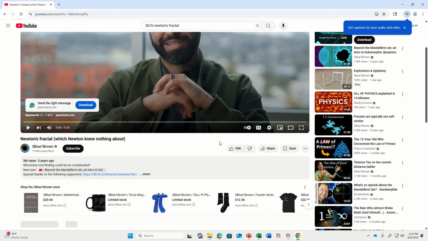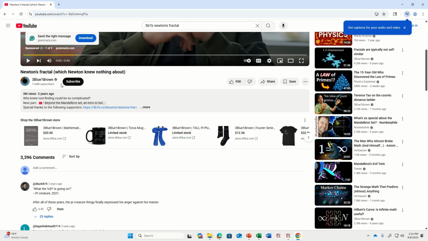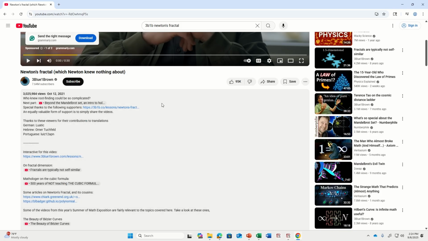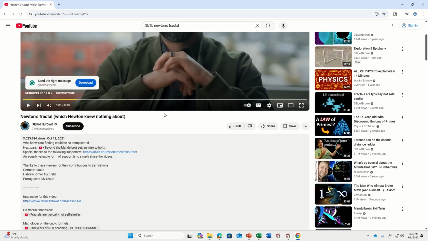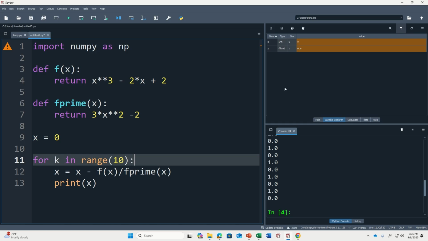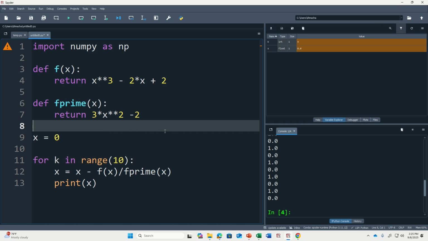Okay, so check this one out. Check out 3 blue, 1 brown, Newton's fractal. It's kind of a long video, but I think it definitely will answer your question about how much Newton's method does not behave very well. Because the answer is, if your initial iterate is close enough, it will always converge. But the question is, we just never know what close enough is going to mean. He does a good job in that video.